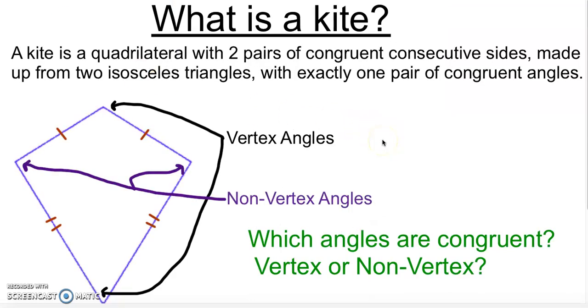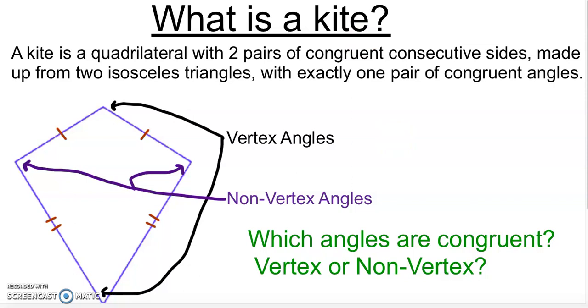So let's look at the mathematical definition. Mathematically, we call a kite a quadrilateral with two sets of consecutive congruent sides. So I want you to think about that for a second. A parallelogram has two sets of opposite congruent sides. A kite has two sets of congruent consecutive sides. So the sides that are congruent to each other have to be right next to each other. Consecutive means next to. So a kite has two sets of congruent consecutive sides. Basically it's like two isosceles triangles back to back.